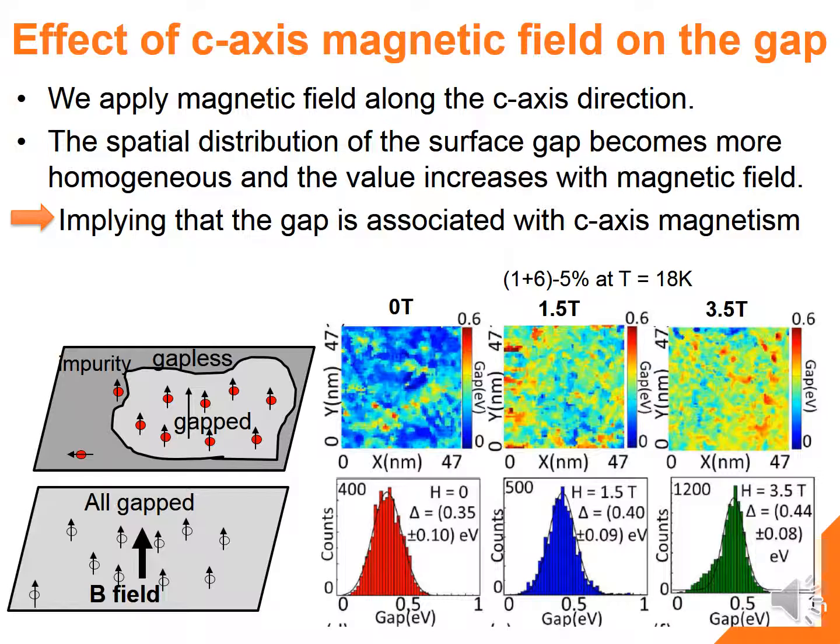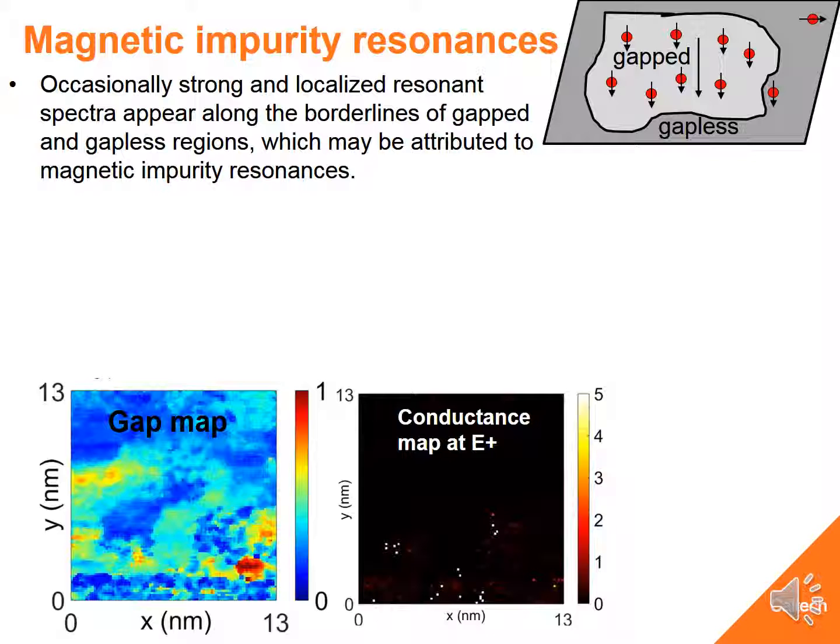In zero field, the gapped regions have out-of-plane ferromagnetism, whereas for the gapless areas there is in-plane magnetism. By adding an external perpendicular magnetic field, all the spins are aligned together along with the field, thus opening up a gap everywhere.